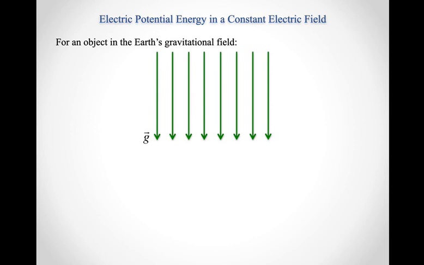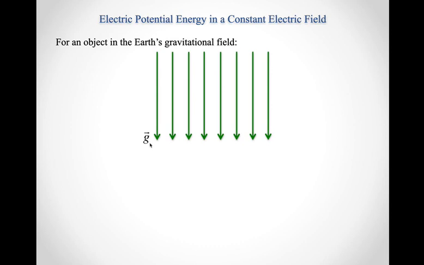To set up how we're going to talk about the charge moving around in a constant electric field, let's think back to the constant field we know best, which is the Earth's constant gravitational field. So near the surface of the Earth, there is a constant gravitational field displayed by these field lines here. It points down. It has a magnitude of 9.8 meters per second squared.